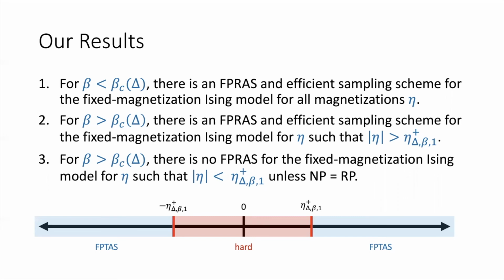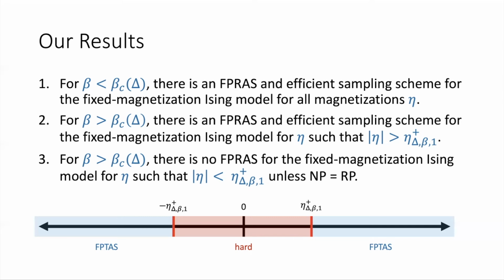Bullet 2: if beta is above this critical point, there's still an FPRAS, an efficient sampling scheme, but only if eta, our magnetization, is in absolute value outside the region of this eta plus we talked about before, which has to do with the behavior of this infinite d-regular tree. Finally, otherwise, if beta is greater and in absolute value eta is within this region, we have the result that there is no FPRAS unless NP equals RP. This is fairly interesting because we are in the ferromagnetic Ising model, we've fixed the magnetization, and we've been able to show that there's a hardness and an algorithm in this region.